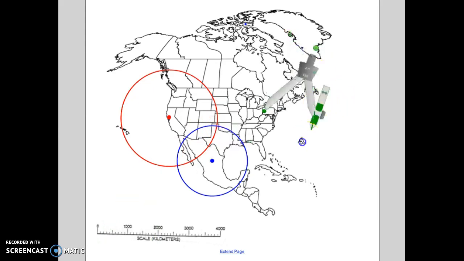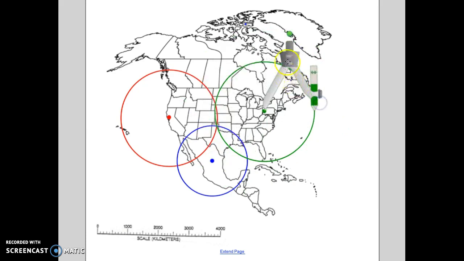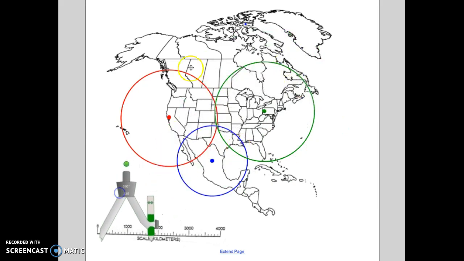seismic station. So when I do this circle, I now see that all of these circles only intersect in one spot. That means that the epicenter, or where the earthquake started, was actually right there where I put that little star. That means that the epicenter is in northern Texas. So the earthquake originated here, and it was able to travel to all of these locations.